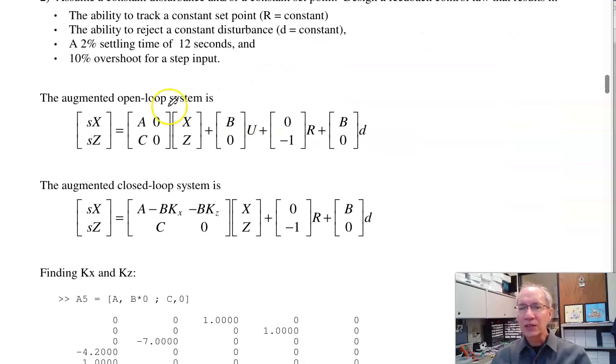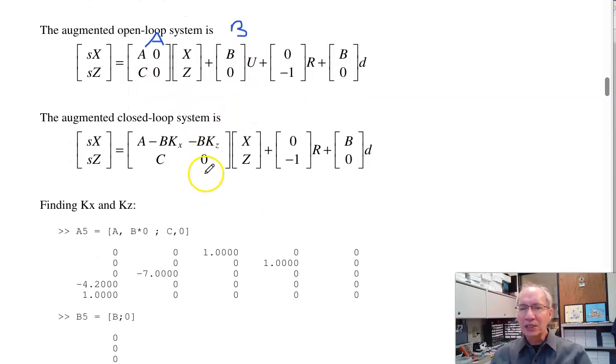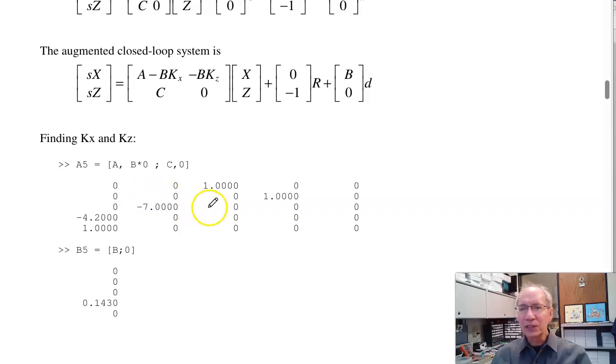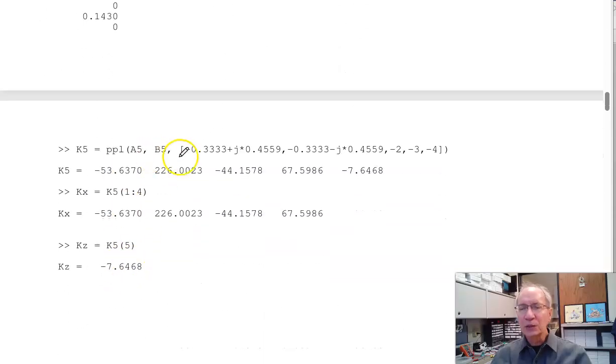So to do that, I create the augmented system. Here's the augmented A matrix, augmented B matrix. Find the feedback gains to stabilize the augmented system. In MATLAB, it's create the augmented system. I call that A5. The augmented B matrix. Now use pole placement to place 5 poles. Here's my dominant pole. That's set by the requirements. And the other 3 poles, put them someplace kind of arbitrary, 2, 3, 4.